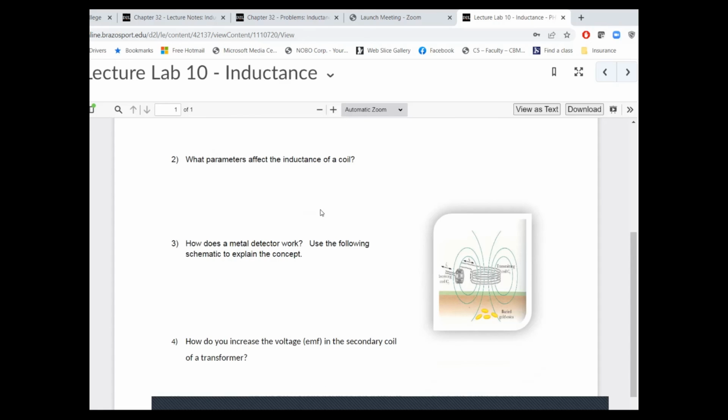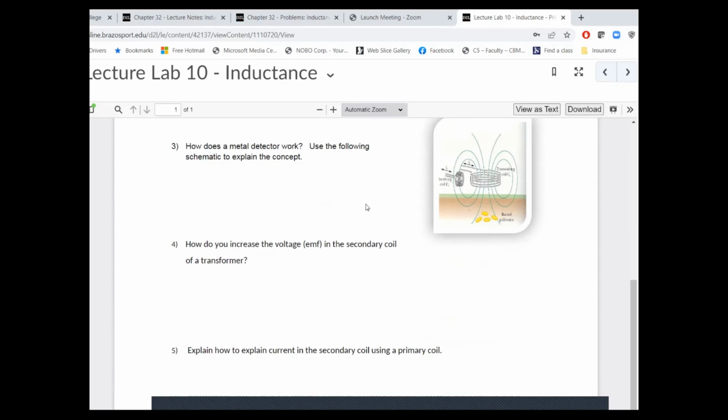So what parameters affect the inductance of a coil? It's the geometry. It's the length of the coil. Obviously, it's the size of the area of the coil. It depends on the number of turns that it's going to have, and those are the parameters. So it's the geometry that affects it.